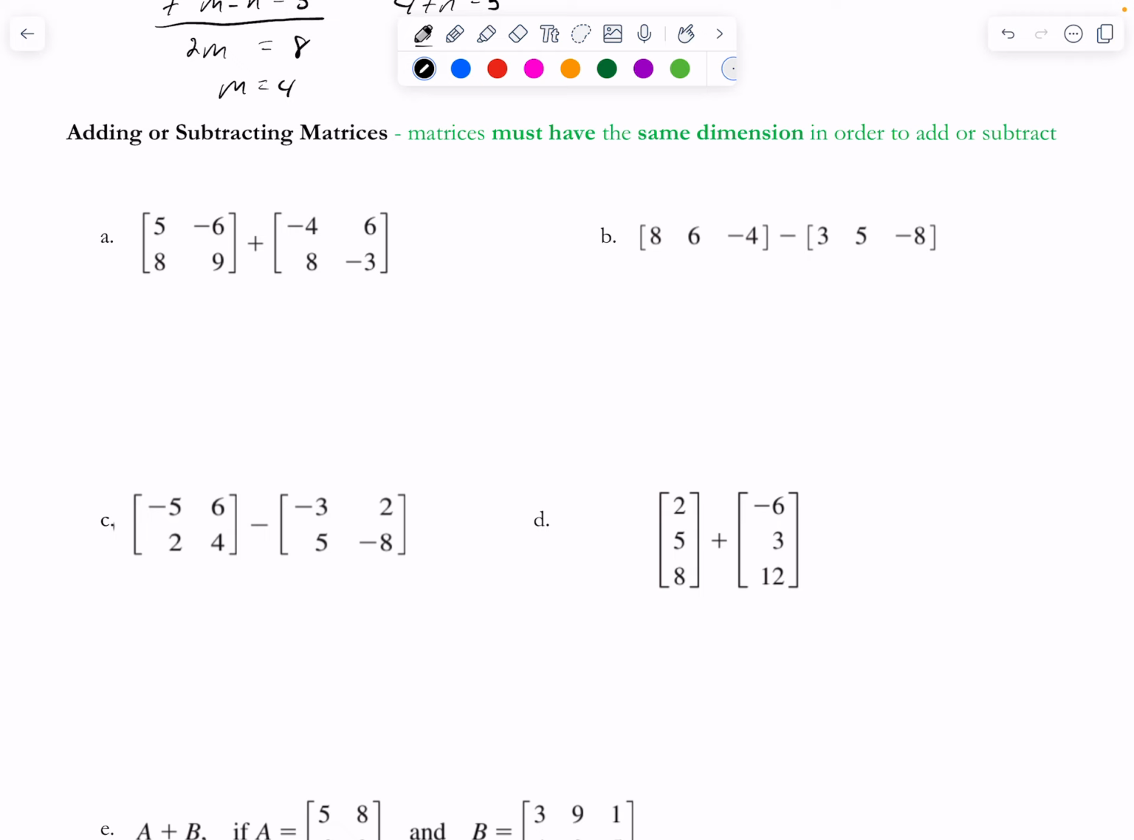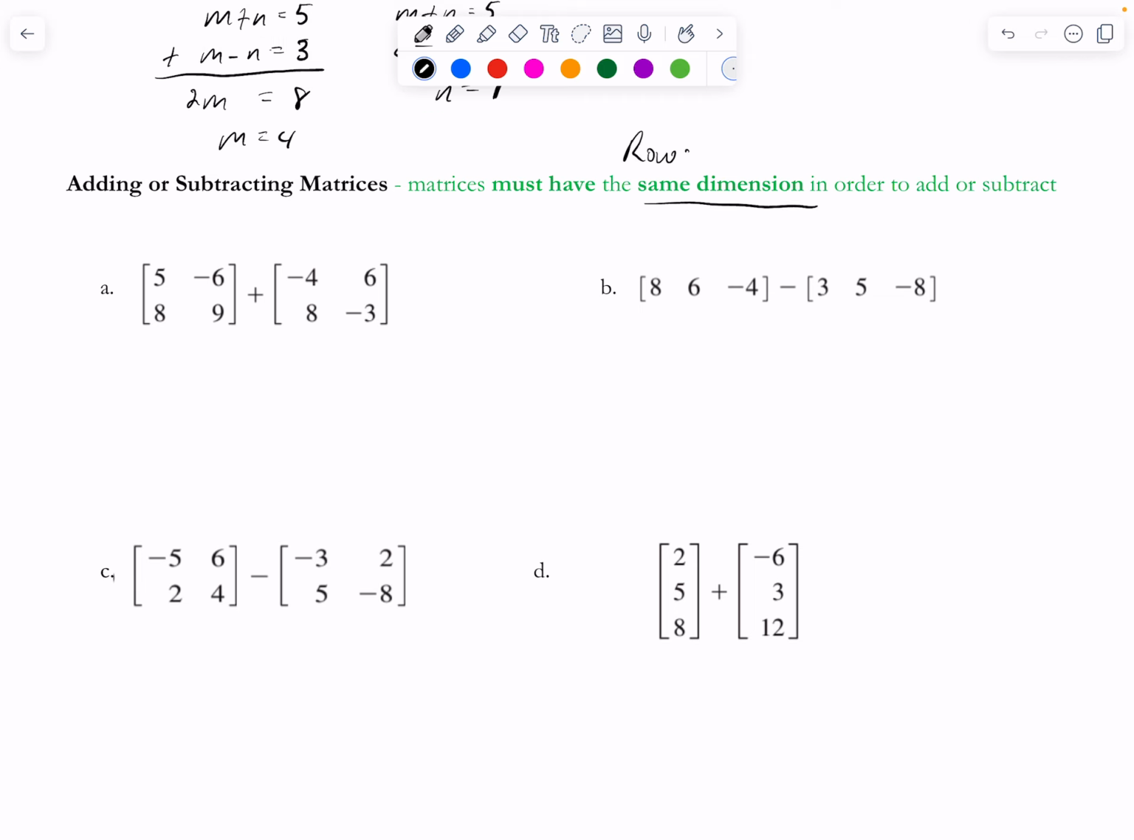Okay, so the most basic operations with matrices are adding and subtracting. The key thing you have to remember for adding and subtracting is they have to have the same dimensions, so the same rows by columns. If they don't have the same rows by columns, then you're not able to do it, so we write not possible.